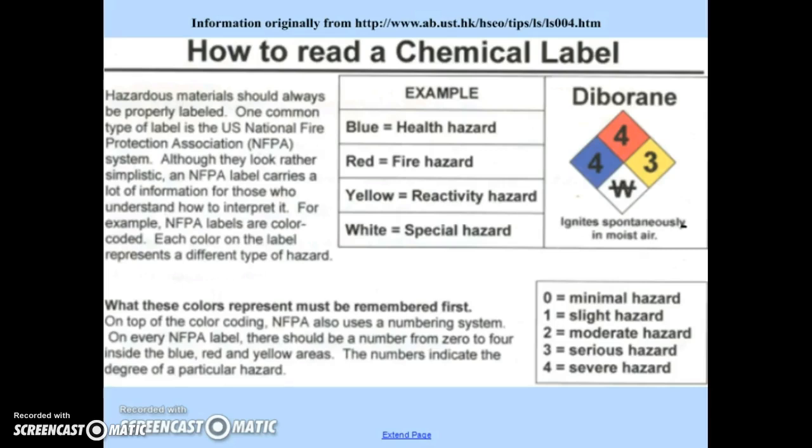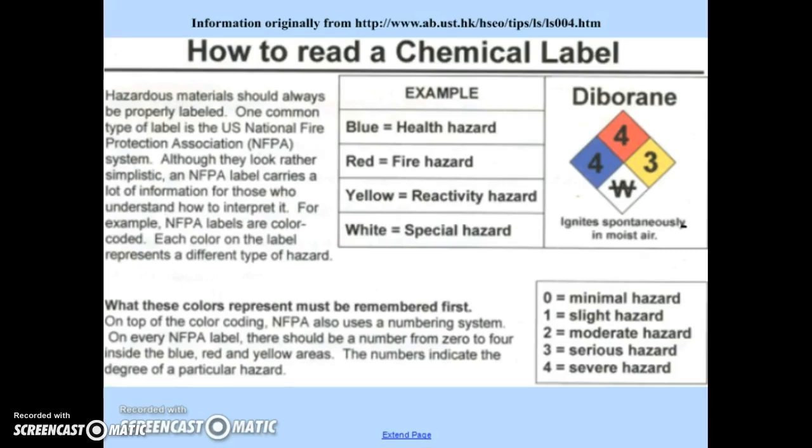I only know that because I'm looking at the ratings. We see the four colors there, red, blue, yellow, and white. Each of those represents a particular type of hazard. We see that where it says example. Blue is health, red is fire, yellow is reactivity. That means if you mix it with certain other chemicals, it's likely to react, probably explosively. The higher the rating, the more explosive or dangerous the reaction can be. And the last rating, the white one, is a special type of hazard. It's handled a little bit differently. We'll talk about that.